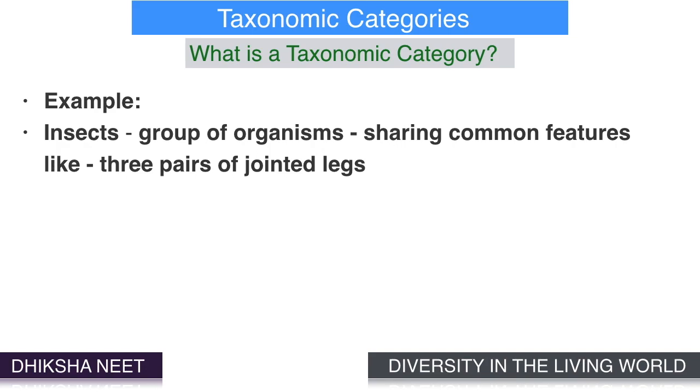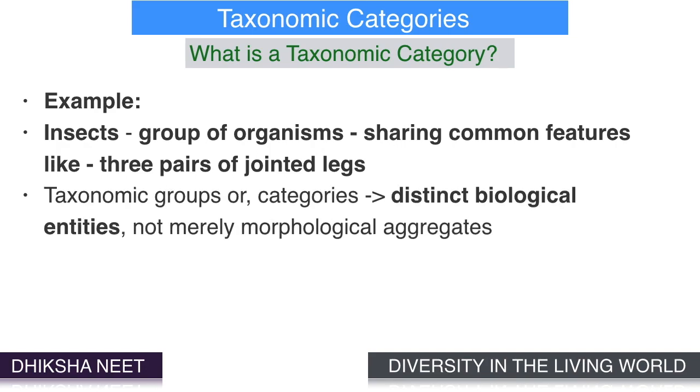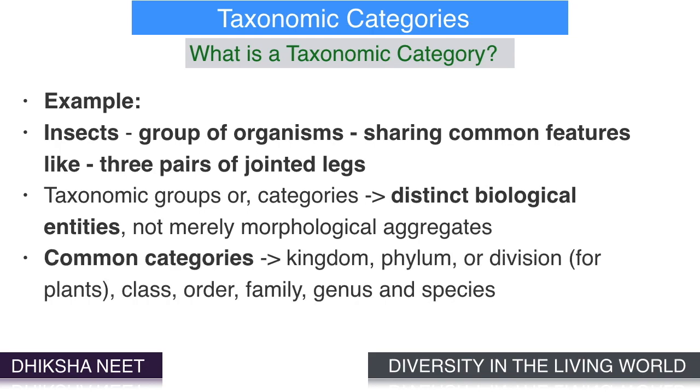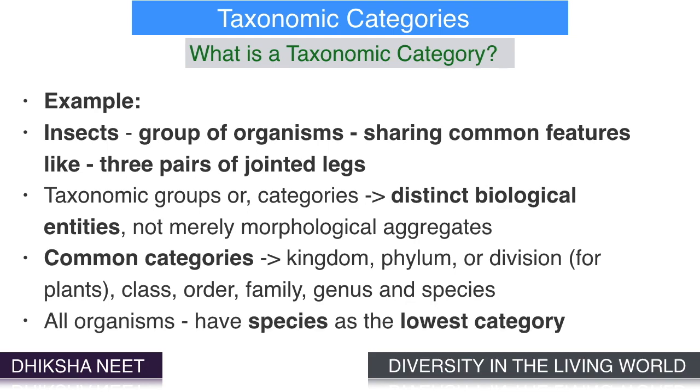These taxonomic groups or categories are distinct biological entities and not merely morphological aggregates. Taxonomical studies of all known organisms have led to the development of common categories such as kingdom, phylum or division for plants, class, order, family, genus and species. All organisms, including those in the plant and animal kingdoms, have species as the lowest category.